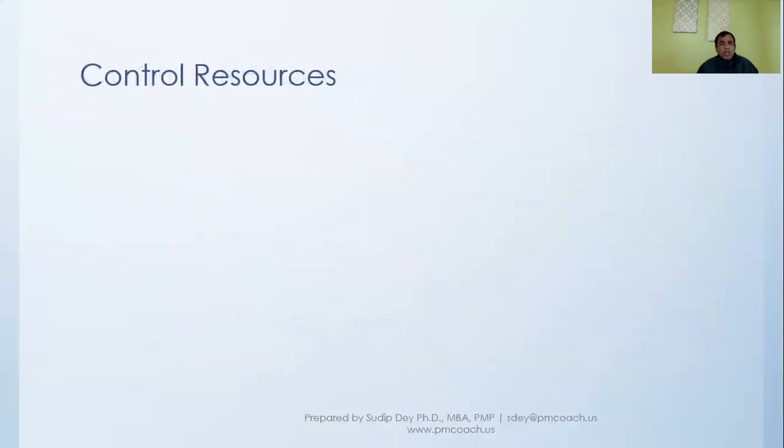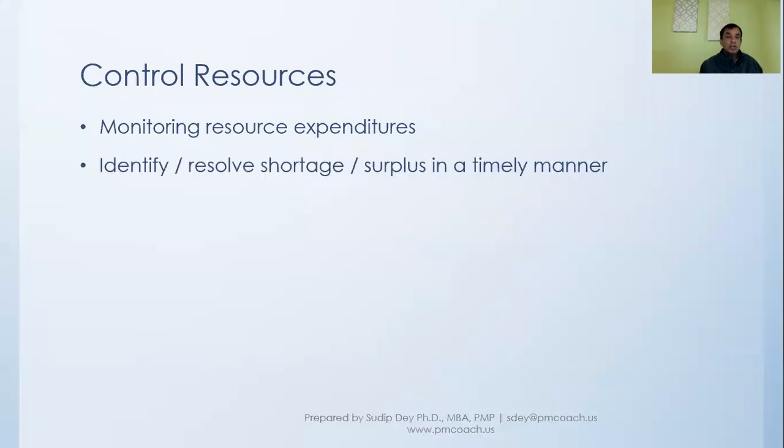The control resources process, as we have said, is about ensuring that we have resources available to the project at all times. So what the control resources process will be concerned with are some of these. Monitoring resource expenditures. Again, there should not be too much of a resource, not too much inventory, not idle resources lying around. That is going to be a problem in terms of expenditure. So generally, we'll have to keep track of the expenditures based on the resources that we have.